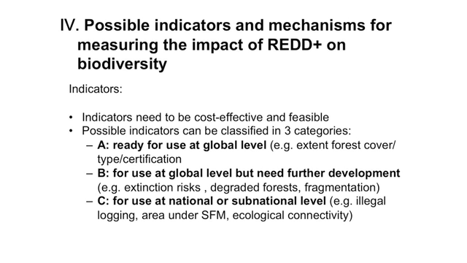Second category would be indicators that are ready for use at the global level, but that still need further development. So those would be indicators, for example, measuring extinction risks, trends in area of degraded forests, which is a big issue but very hard to measure, trends in fragmentation of forests, and so forth. And then we also had a 3rd category of indicators that we perceived as mostly useful at the national level and subnational level. For example, trends in illegal logging, areas under sustainable forest management, or ecological connectivity.